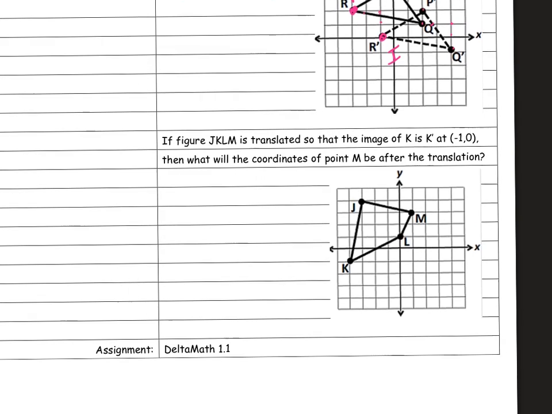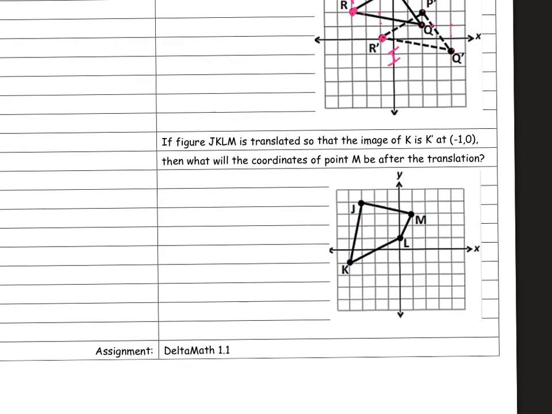Okay, so it says if figure JKLM is translated so the image of K is K prime at (-1, 0), then what will the coordinates of point M be after the translation? Okay, so I want you to find the coordinates of that point.